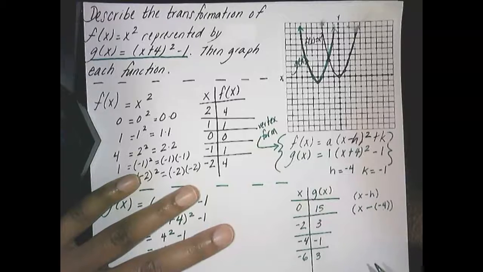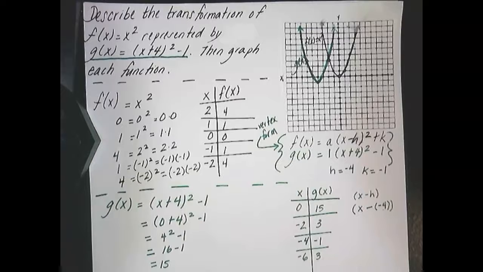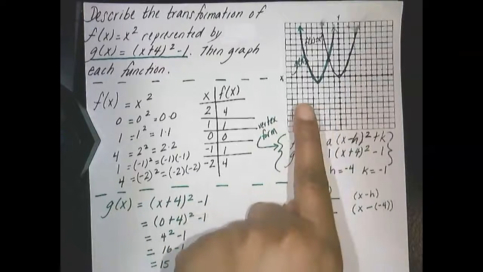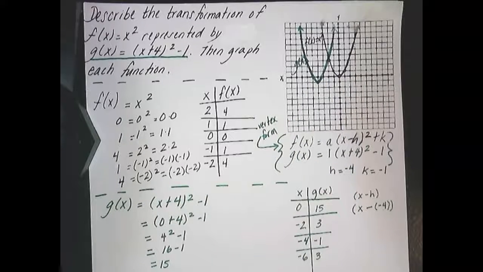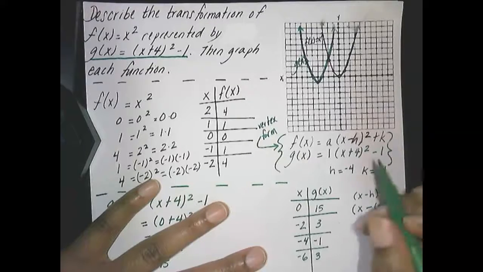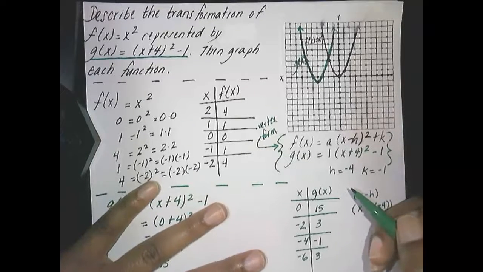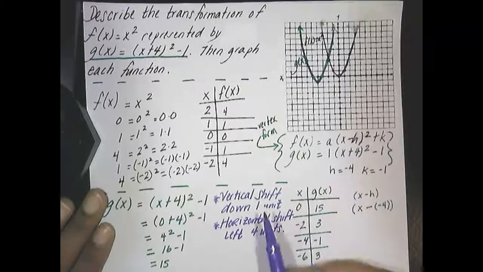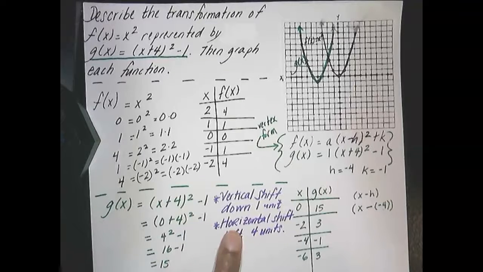So let's put it all together. It said in our directions, describe the transformation of the parent function to the function g of x, then graph each function. I went ahead and did the graph, and now we're going to describe it. In short, my description is that we went vertically down 1 and horizontally left 4. So we did a vertical shift down 1 unit, that's our -1, and a horizontal shift left 4 units because there's a minus sign built in there.